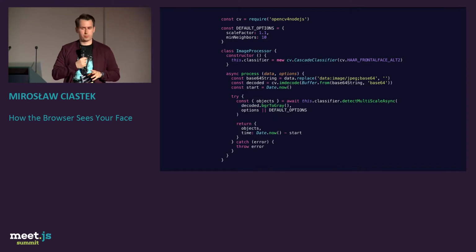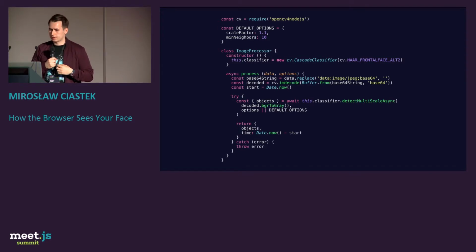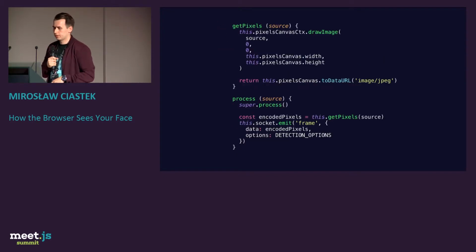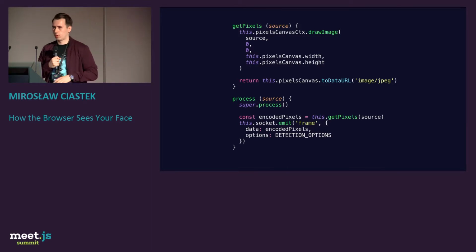Here's the code from the backend side, and here we use the Cascade classifier. We get the encoded image, or it can be a video stream source, in base 64. Then we decode it and get the results. Then with the results, we can send it back to the front end. And for example, we can draw a rectangle to show where the face is.